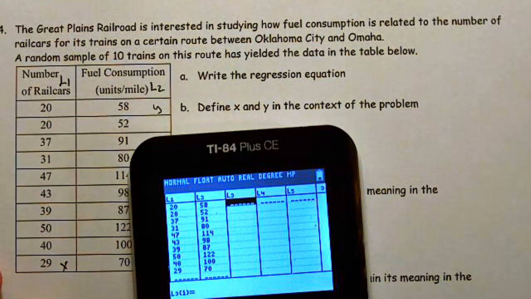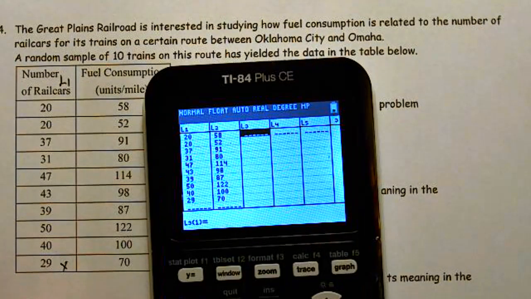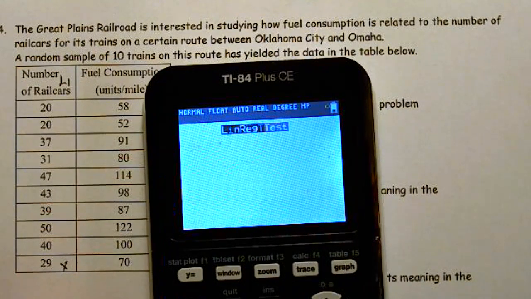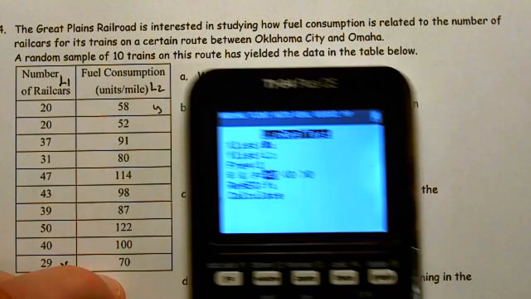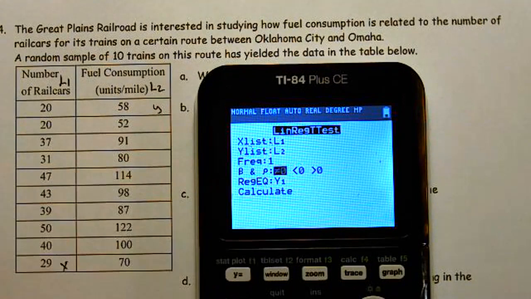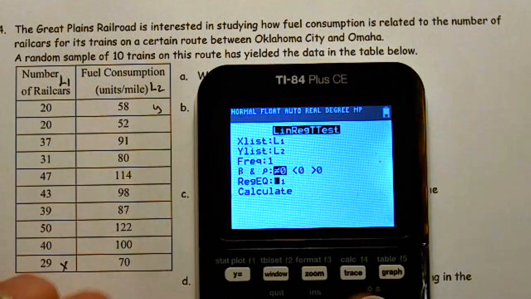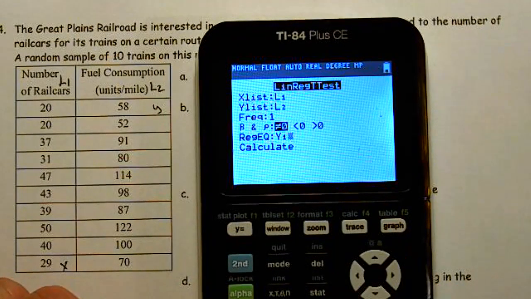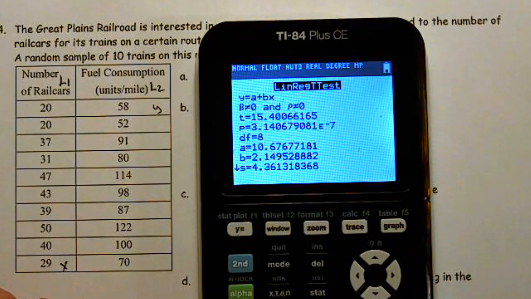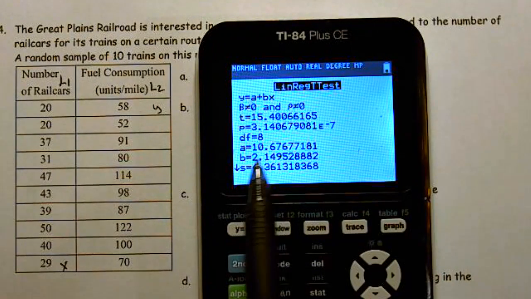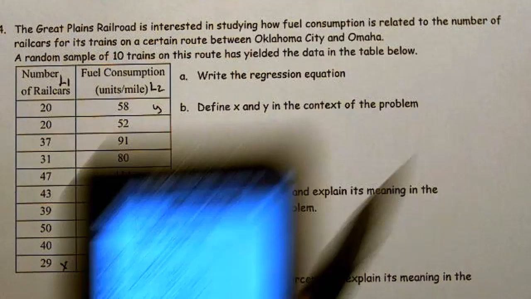So I've entered the data into the calculator, and the easiest thing to do at this point is just go STAT, TEST, LinRegTTest. My data lists are L1, L2. Keep this as not equal. Alpha, trace. Press enter and calculate. All right, so real quickly, I get my y-intercept and I get my slope.